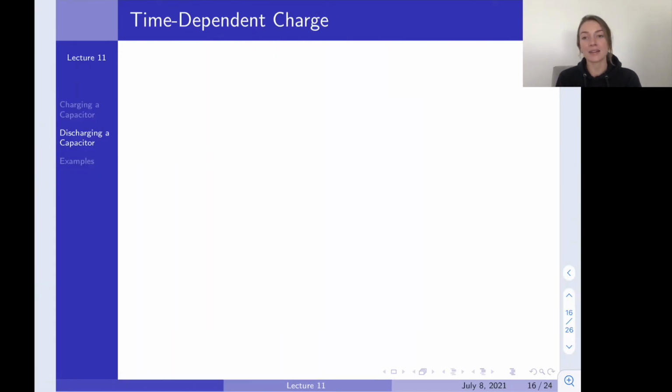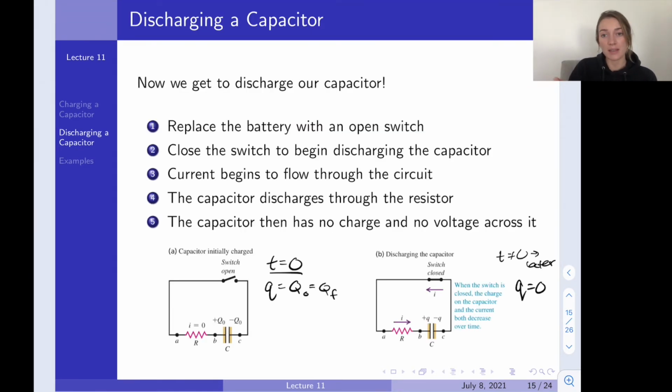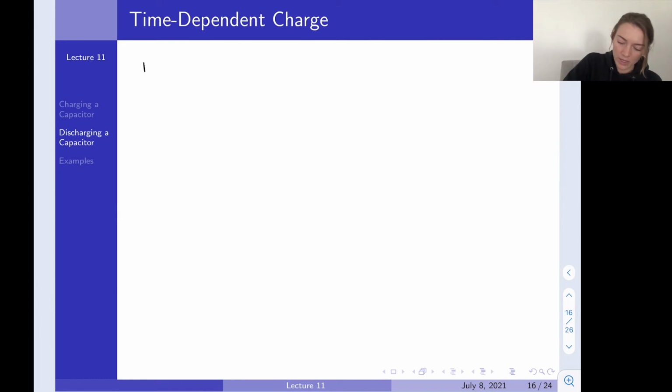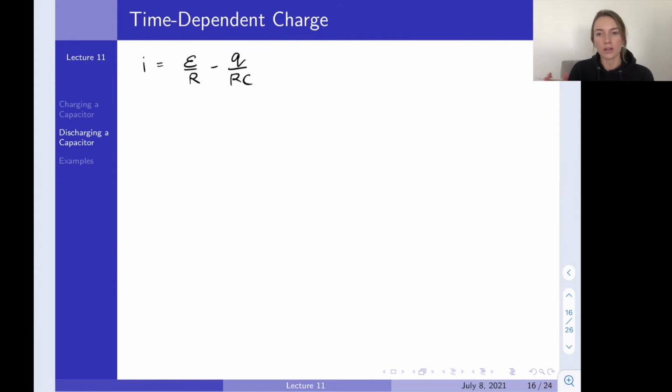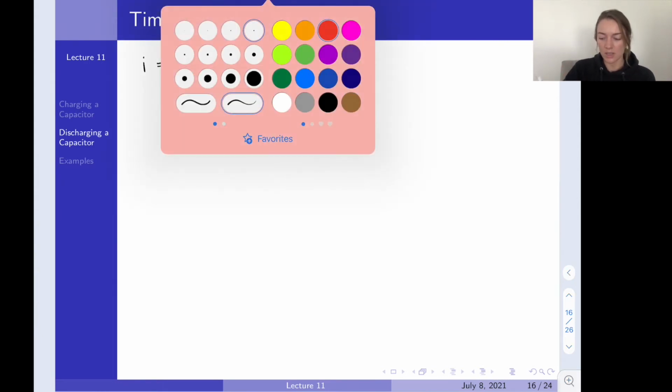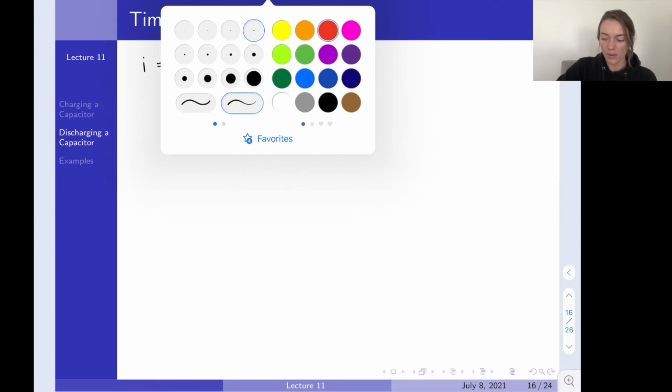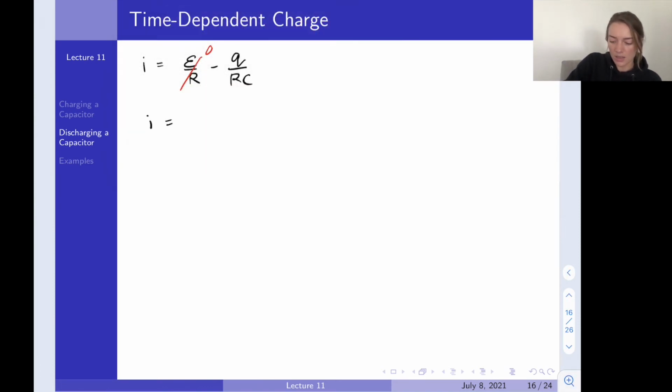So let's find an equation for the charge first. To find the time-dependent charge, let's go back to that equation we had, I equals E over R minus Q over RC. This was from our original Kirchhoff's law that we wrote. Now when we discharge a capacitor, notice we removed the battery, right? So that means there's no more source of EMF, so this term is now 0. Our equation now is just I is equal to negative Q over RC.